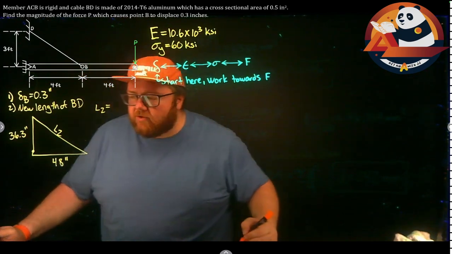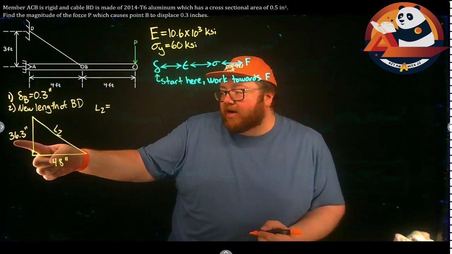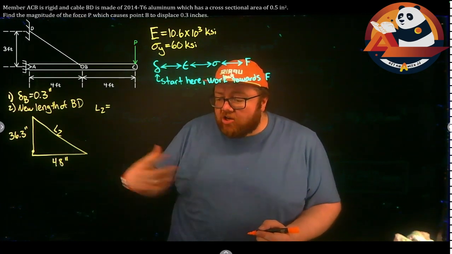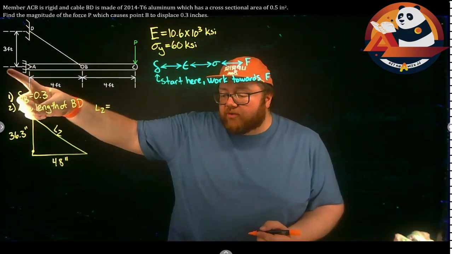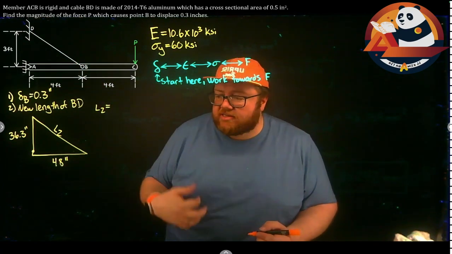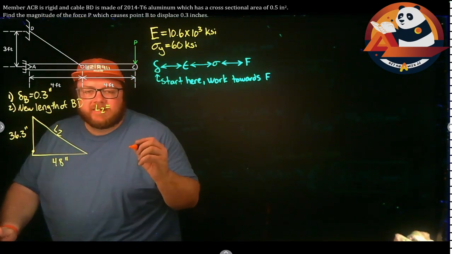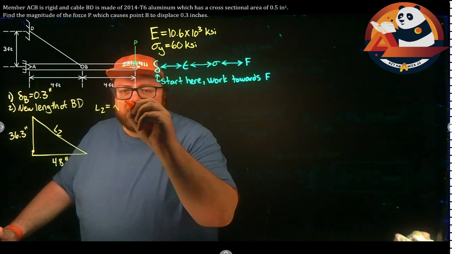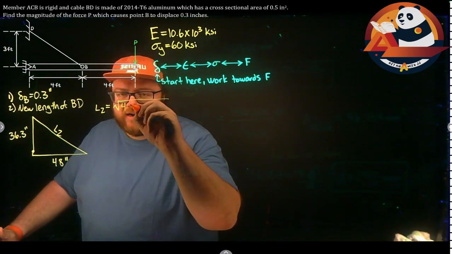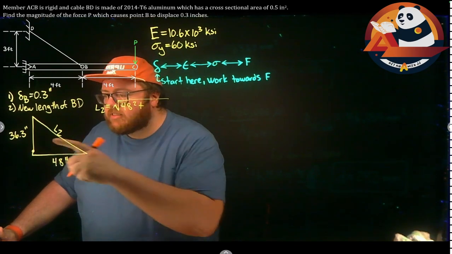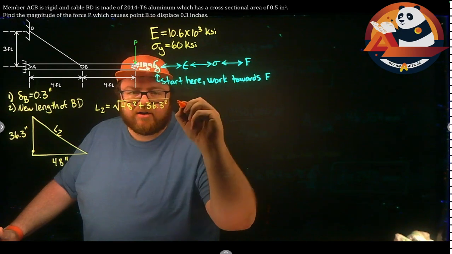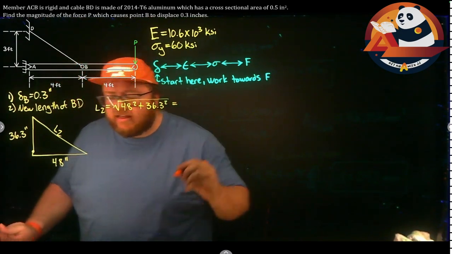My second length, L2, should just be, well, I can do the Pythagorean theorem. I have the x distance, the y distance, I get my new length. Also, let's notice, first off, we started out at 3 feet, 4 feet. This would be 5 feet or 60 inches. So how much are we changing in here? L2 is the square root of x squared, 48 squared, plus 36.3 squared, y squared.